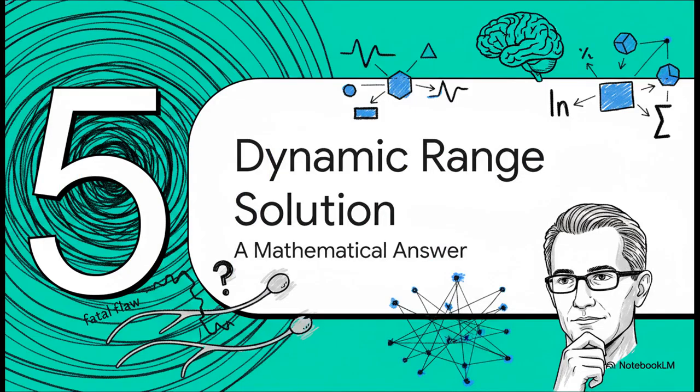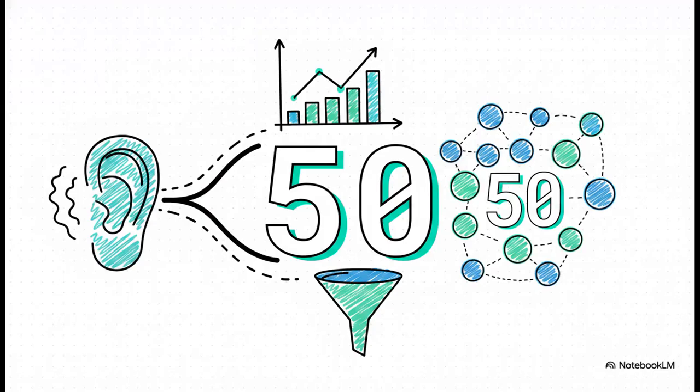Which brings us to part 5, the dynamic range solution. Okay, let's recap the mess we're in. Our primary nerve fibers max out at 60 decibels. The spread of excitation theory? Insufficient. The phase locking theory? Fatally flawed at high frequencies. We need a way out of this paradox. Enter researcher Neil V. Meister.